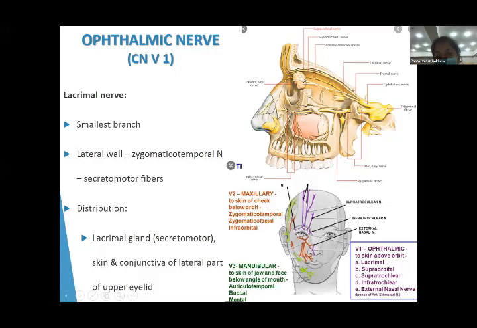Secretomotor means it supplies the lacrimal gland. ठीक है, अब इसकी distribution क्या है? What does it supply? It supplies the lacrimal gland. उसका नाम भी lacrimal nerve है. It also obviously secretomotor fibers देती है. It supplies the skin of the upper eyelid की skin lateral side पे, plus जो conjunctiva है lateral side पे, जो eyelid को line करता है conjunctiva, palpebral conjunctiva जिनको कहते हैं, upper eyelid की, वो उसको supply करता है.